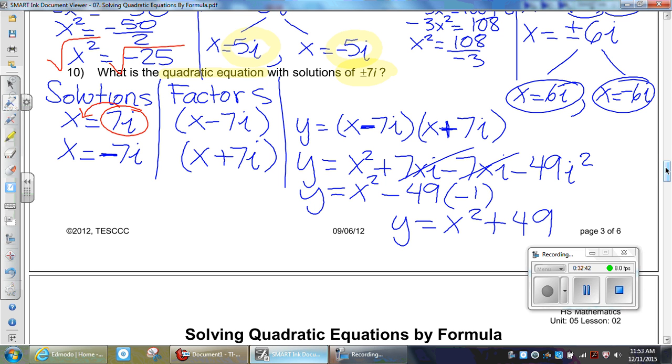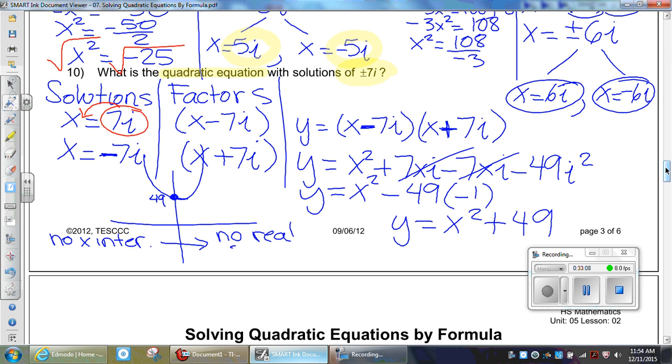And I'm just going to draw a quick picture of how that will look. The positive 49 is a vertical shift, shifting the equation up by 49 units. So the vertex will be somewhere here. And if you notice, that one has no x-intercepts, right? And we discussed last class that if you have no x-intercepts, that means that you have no real solutions. You still have to have solutions, so those solutions happen to be imaginary.